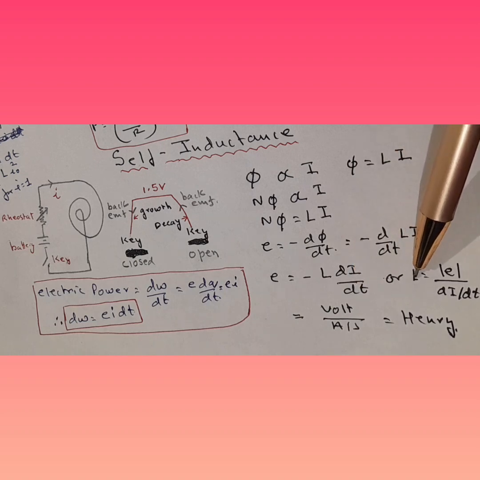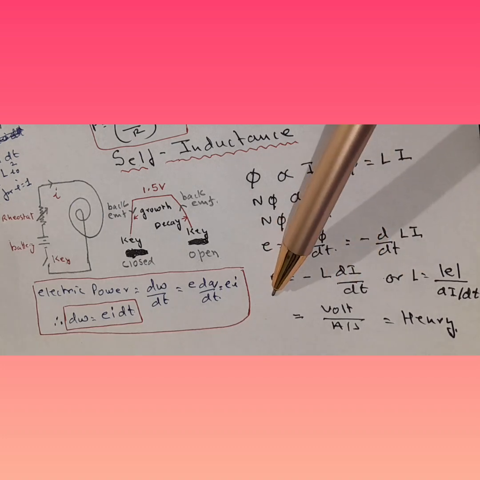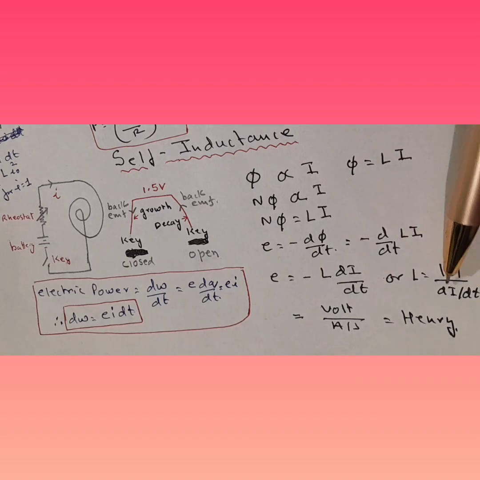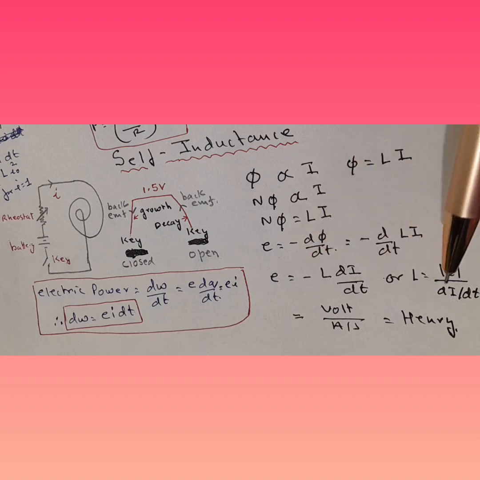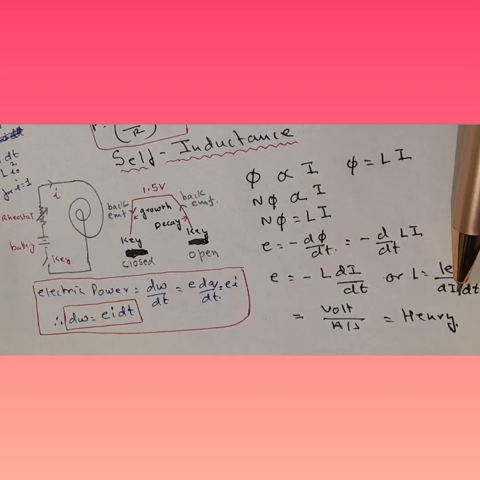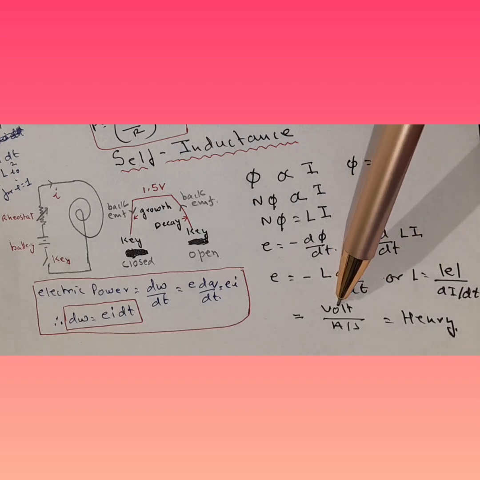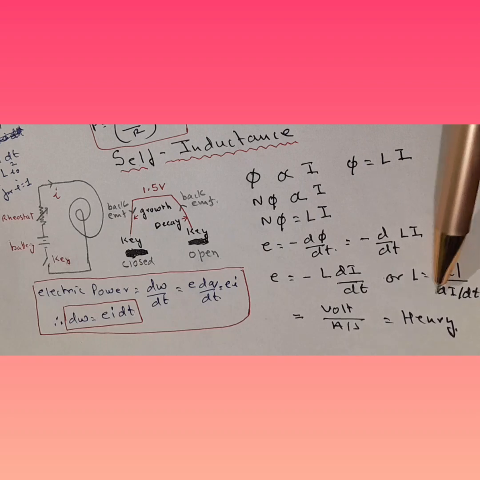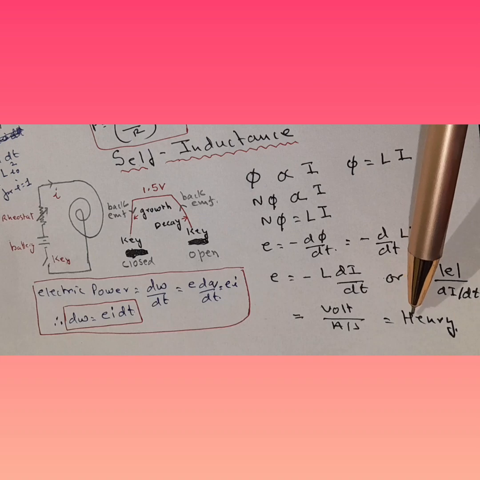Or if I want to talk in terms of L, this thing would go below E. So we're talking in terms of mod. So negative has been taken care of. So mod E divided by di by dt is L. So unit of this is volt, di is ampere, and dt is second. Now unit is Henry. Alright.